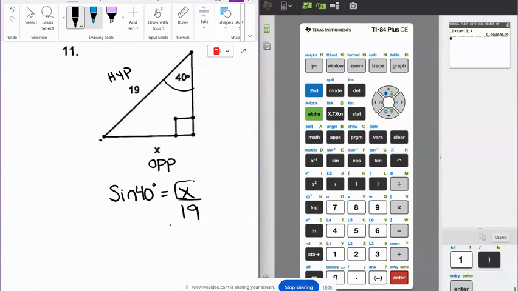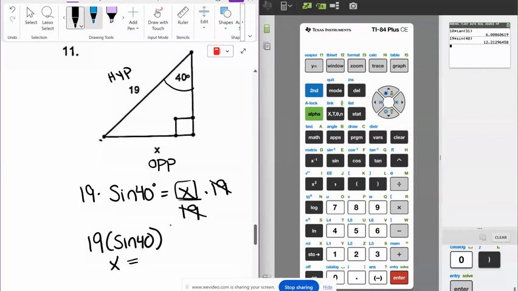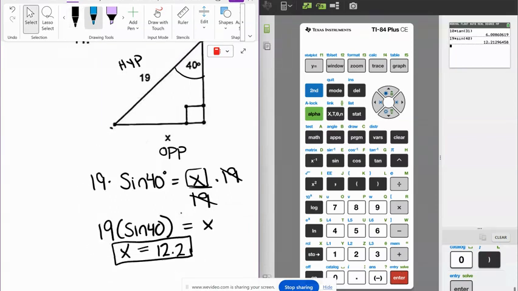We need to solve for x, so I'm going to multiply by 19 on both sides. So we get 19 times the sine of 40, which is what we type into our calculators. So 19 times sine 40, enter. And you should have gotten x is equal to 12.2. All right, 2 more problems.